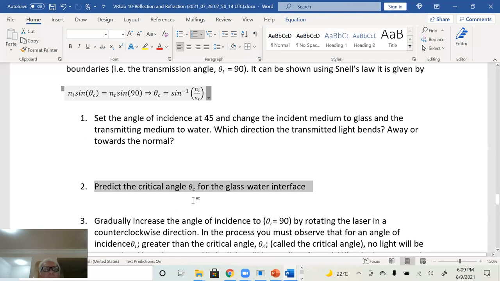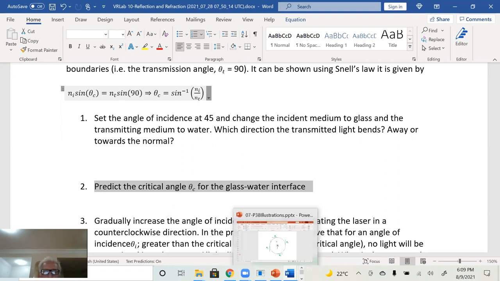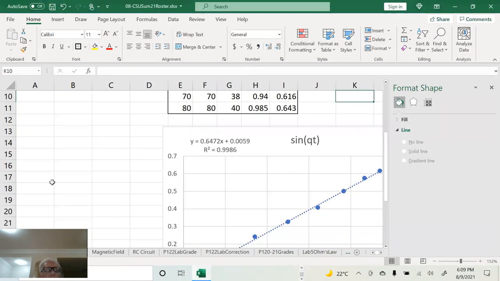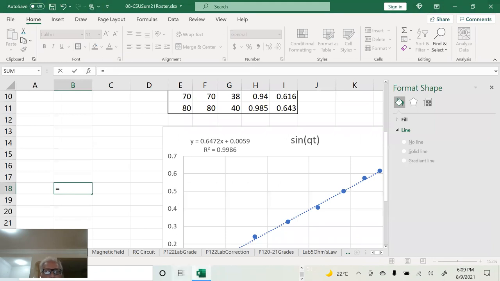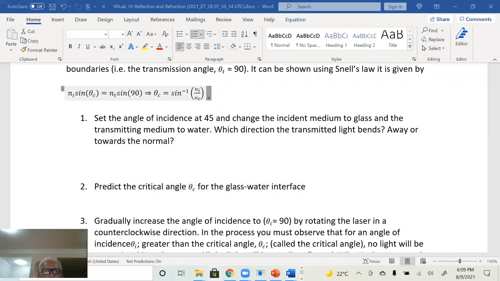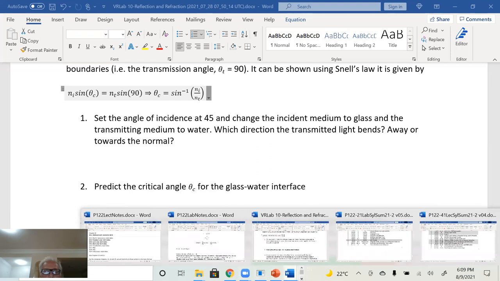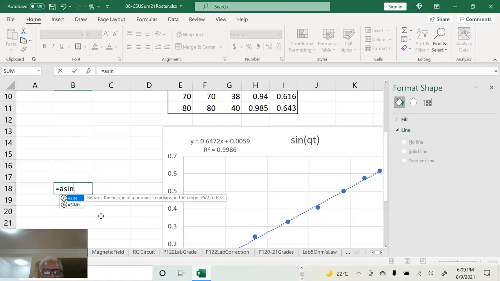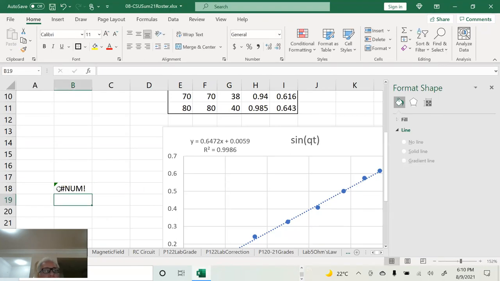Okay, let's predict this angle using that equation. So I'm going to go there to Excel. The angle should be, wait, go to the equation, theta is arc sine of n of incidence, which is 1.5, divided by 1.33, which is the refractive index of water. But don't forget to change this result to degrees, right? When you do that, what we, oh, didn't that get it?